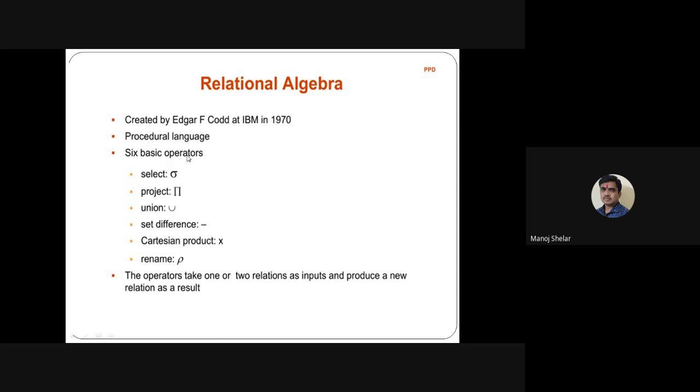There are 6 basic operations in relational algebra. The first one is select, denoted as sigma. The second is project, denoted as pi. The third is union. The next one is set difference. The next is Cartesian product, and the last is rename.